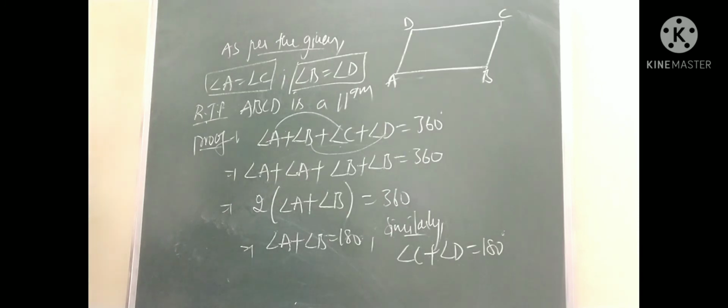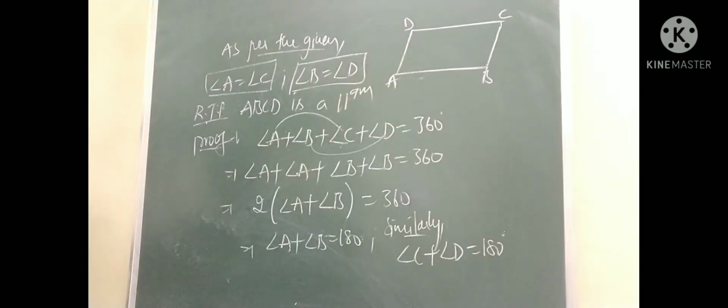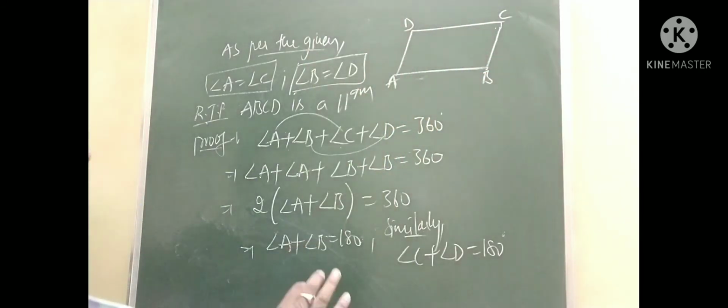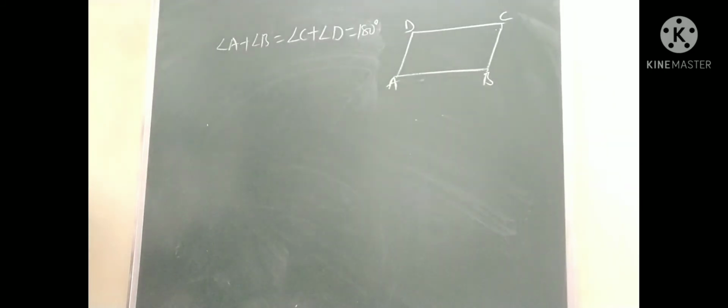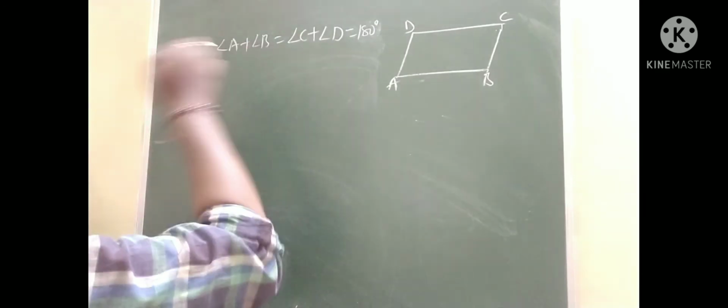Now here what we have to prove is that it will be a parallelogram. When can we prove a parallelogram? When the opposite sides are parallel. If we can show that opposite sides are parallel, then it will be a parallelogram. We can prove that. Now angle A plus angle B, and angle C plus angle D, are 180. That is fine. Once again I have written the same statement that we have proved.